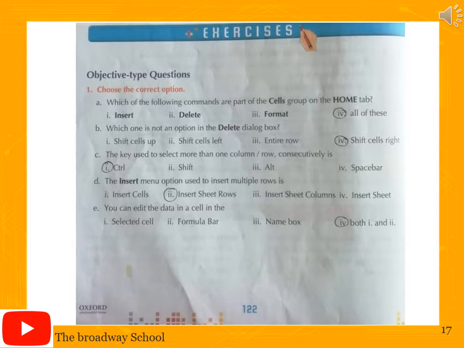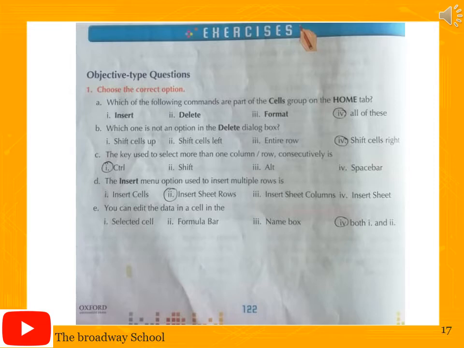Please do it honestly. Which of the following commands are part of the Cells group on the Home tab? Insert, delete, format. All of these. Which one is not an option in the delete dialog box? Shift cells up, shift cells left, entire row, and entire column, not shift cells right. Got it? Then the key used to select more than one column or row consecutively is Control, Shift, Alt, or Spacebar? It's the Control key. Okay, you can find it in the reading as well.